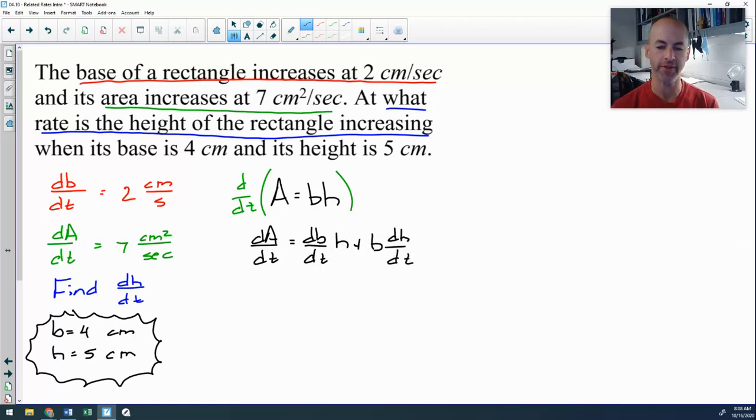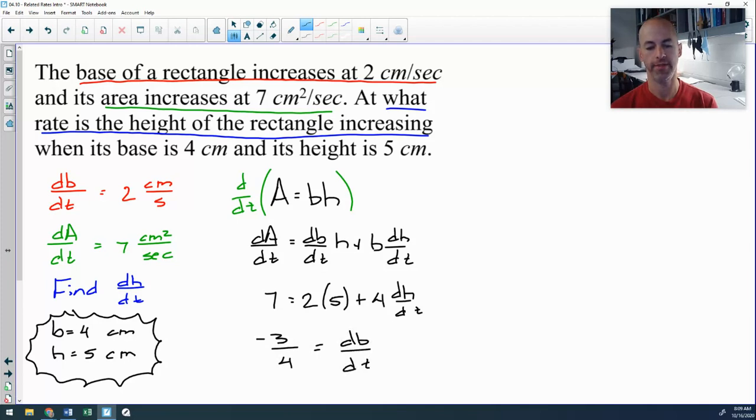And after you find the derivative, then you plug in what you know. Do not plug in the 4 and the 5 before the derivative. You plug it in after the derivative. I'm going to plug in everything we know. dA dt is 7, and I'm going to leave the units out. I don't plug in the units when I'm substituting my values. dB dt is 2. H is 5. I can plug in 5 now because I have already found the derivative. B is 4, and we are trying to solve for dH dt. And so that's going to be 7 minus 10 is negative 3 over 4 equals dH dt. And there is your answer.